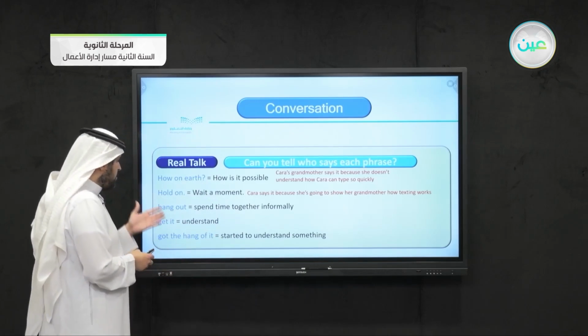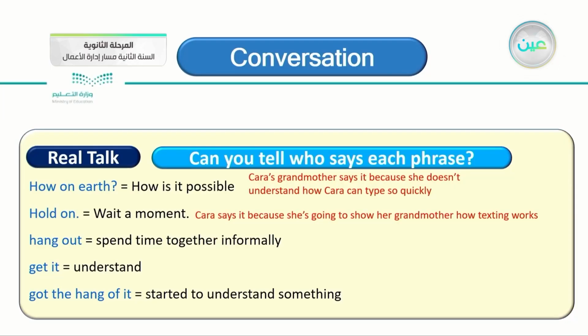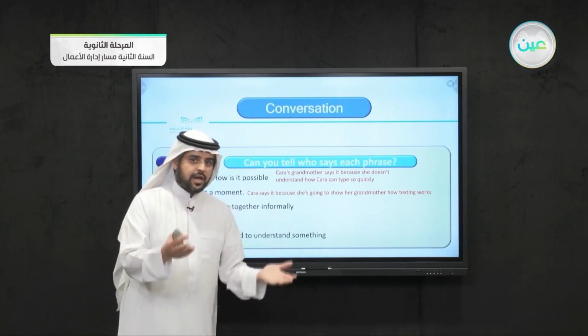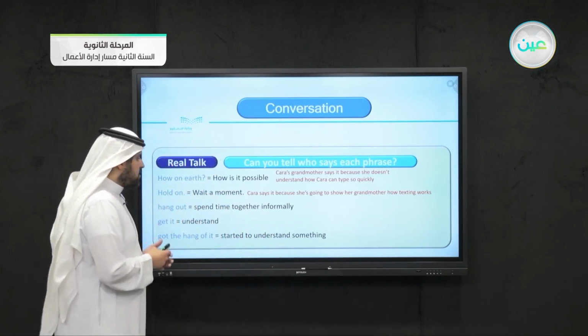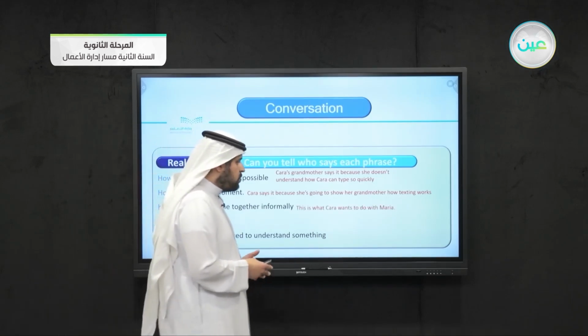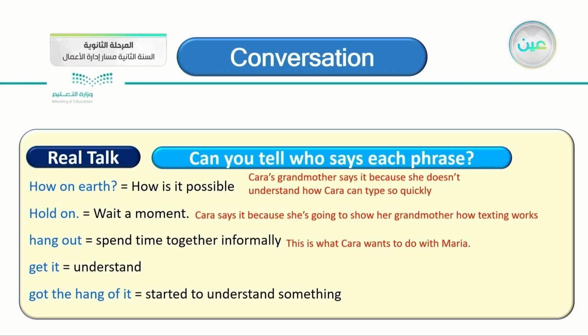The third phrase, hang out. When one of your friends asks you, let's hang out, it means that he wants to go out with you together. So, hang out, spend time together informally. When someone asks you, do you want to hang out? it means do you want to spend time together, go out to a restaurant or a cafe, or maybe at your house, etc. So who says hang out? Very good. This is what Kara wants to do with Maria. So Kara is asking Maria if she wants to hang out.